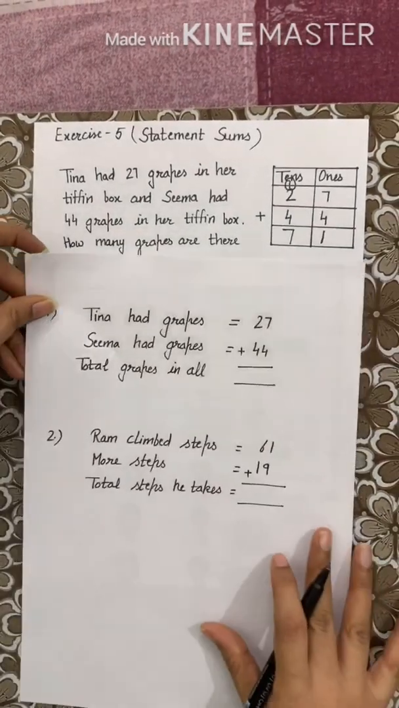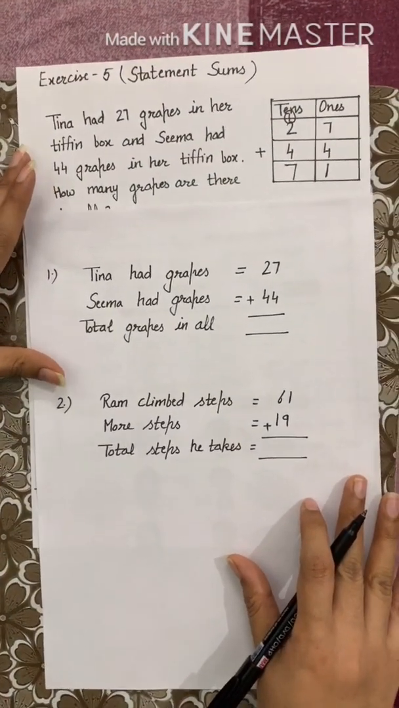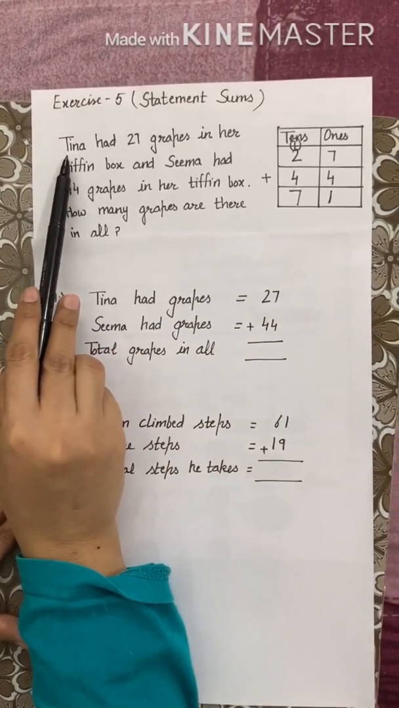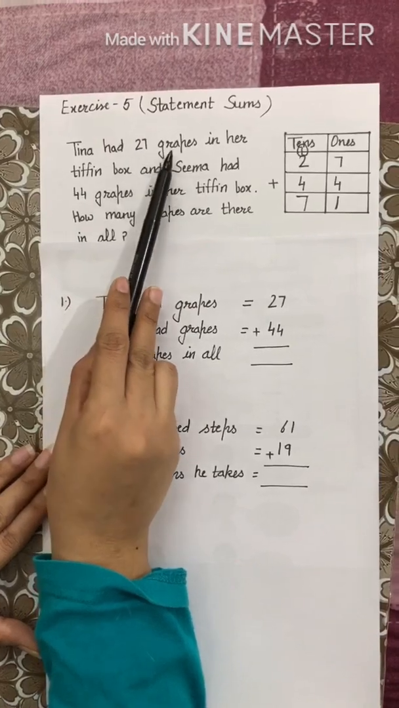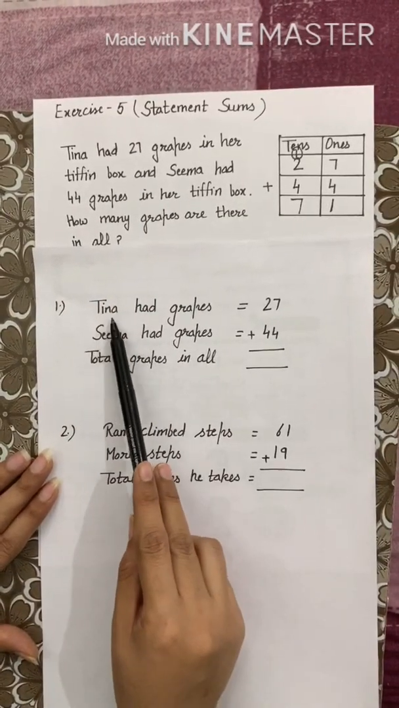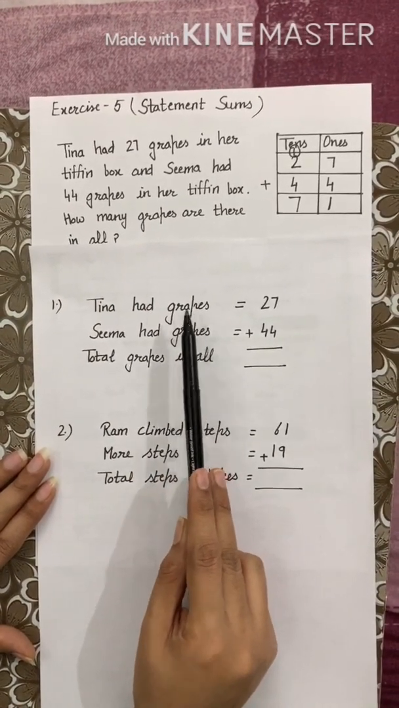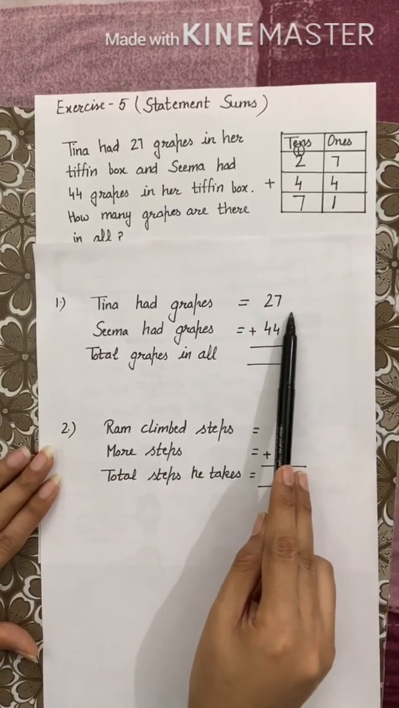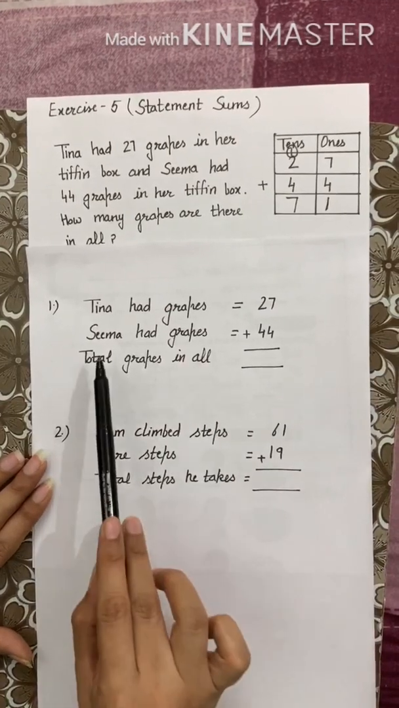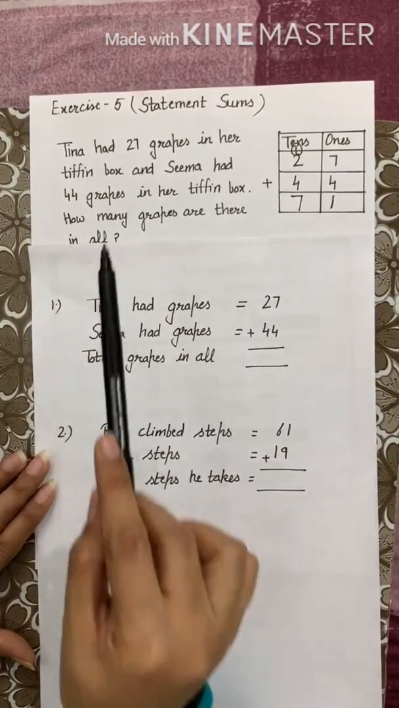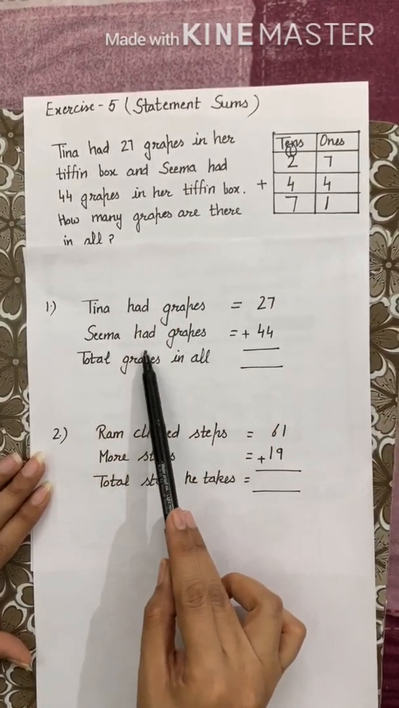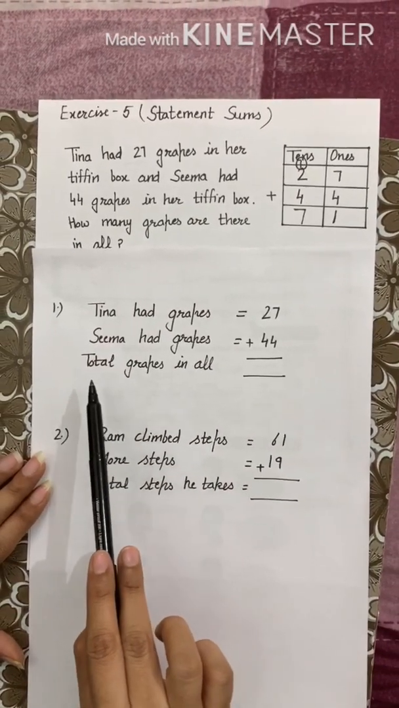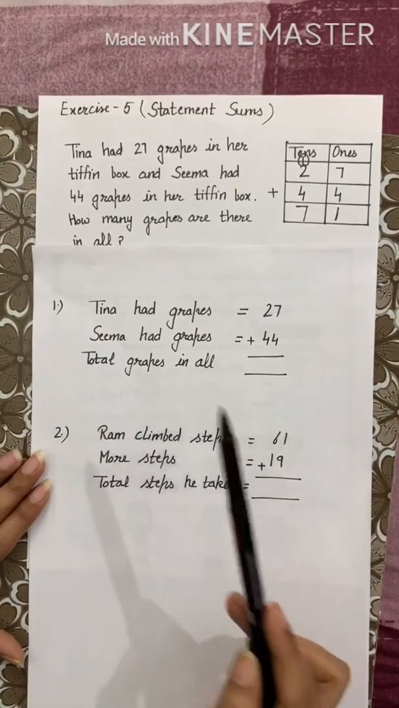But while doing it in the notebooks, you also need to write the statements. And how do we write the statements? Just by reading the first line, Tina had 27 grapes. So I have written here, Tina had grapes. How many grapes Tina had? 27. So I have written 27 here, equal to sign I have put. Then Seema had grapes. It is in the next line. So how many grapes Seema had? 44.